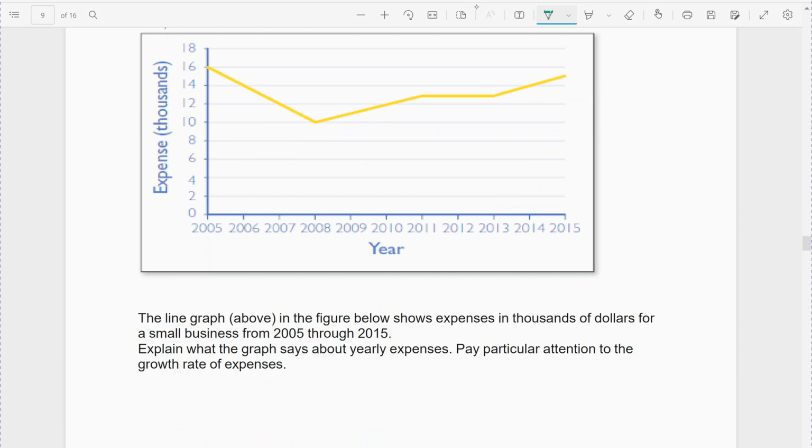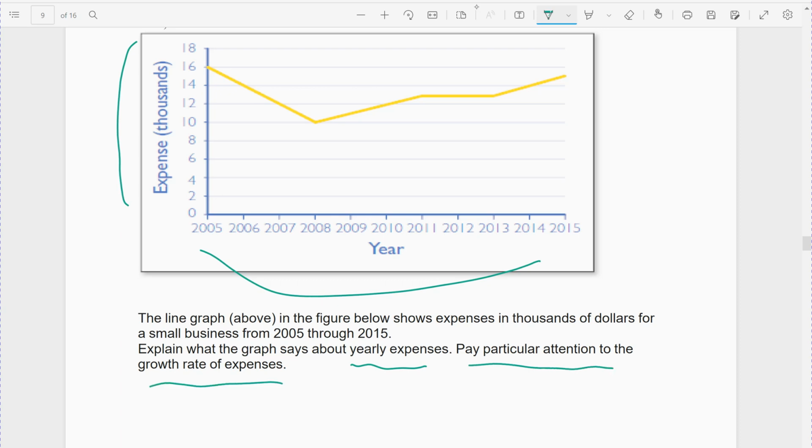And so the line graph above shows the expenses in thousands of dollars for a small business. So this would be the expenses, and then over the years. Alright, so the line graph for the years 2005 to 2015. Explain what the graph says about the yearly expenses. Pay particular attention to the growth rate of the expenses. So kind of look at where the growth rate's different, and where they're different, it would be sort of where it looks like I get a new line segment.